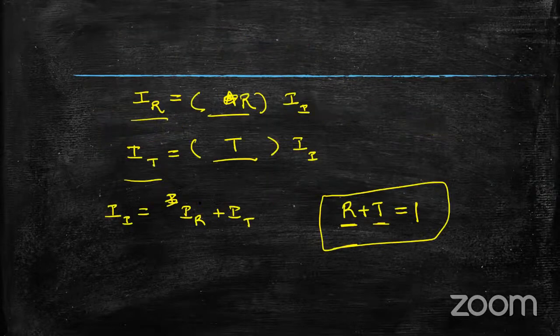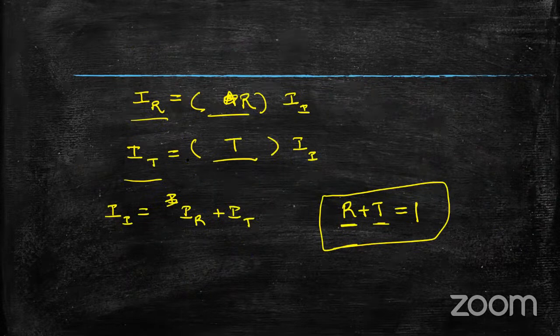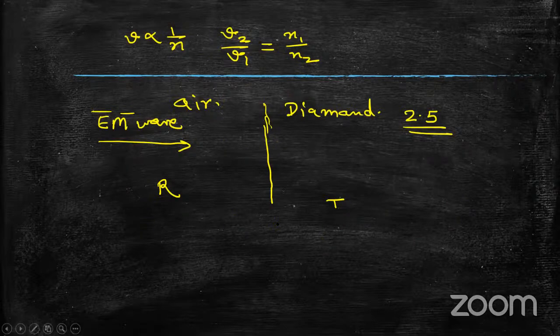Now I have not written the final formula here. I just wrote it like this. You should work it out. Don't go to the reference book and check. We are done up to this part. You can take this as a starting point and find out IR and IT and R and T from there. Okay, then you can find out for air and diamond.